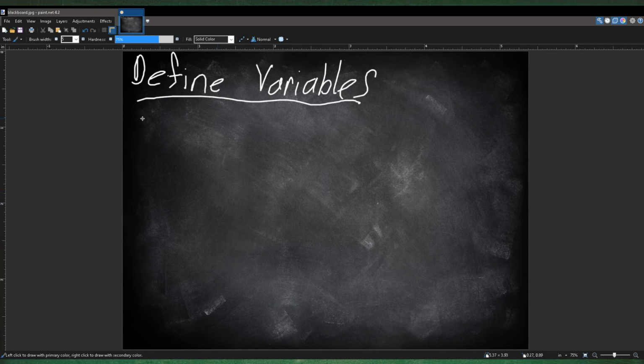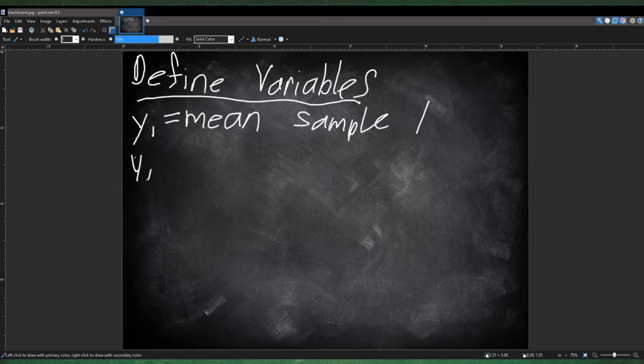So just define your y1, which is the mean of sample 1. Always put this in context. Don't write just "mean of sample 1"; describe what that sample is. I'm just using "sample 1" as a general idea for you to numerically say. And then you have y2, which is the mean of sample 2.